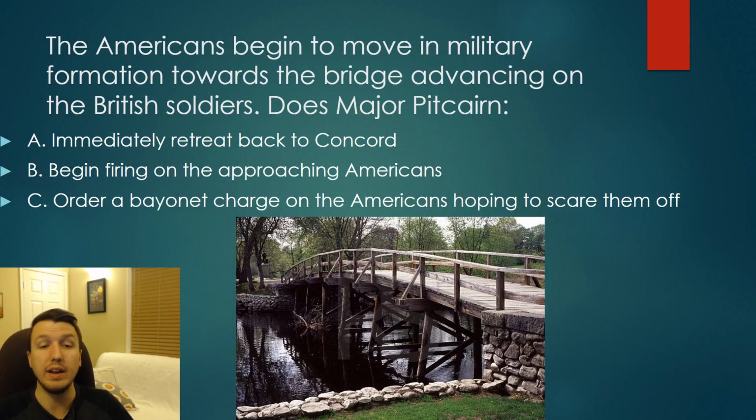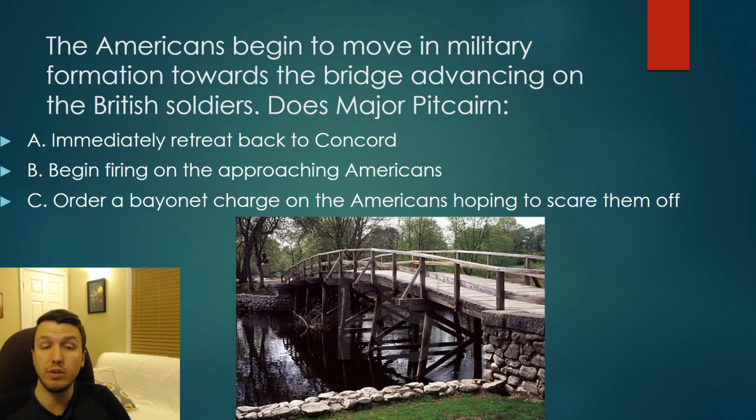So, that being said, and here's the North Bridge if you're curious. This is not the exact North Bridge that was there in 1775, but it's the recreation as best as possible. So next up, the Americans begin to move in military formation towards the bridge, advancing on the British soldiers. Does Major Pitcairn, A, immediately retreat back to Concord, B, begin firing on the approaching Americans, or C, order a bayonet charge on the Americans, hoping to scare them off?